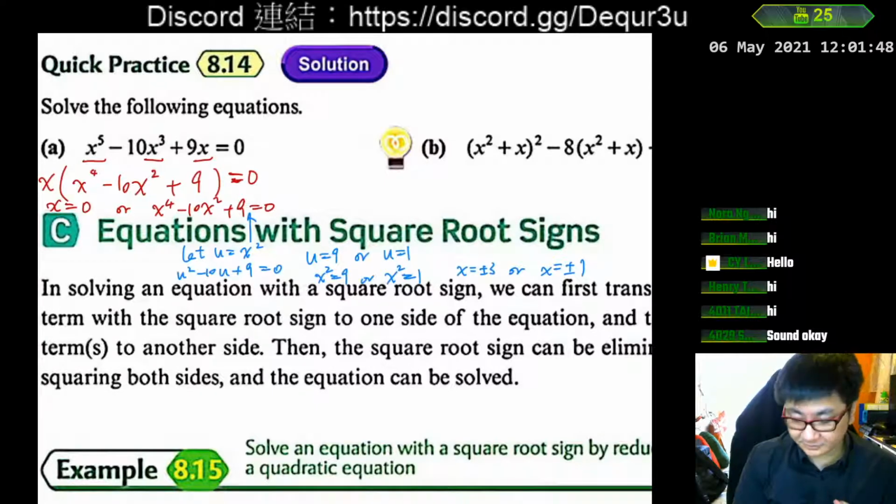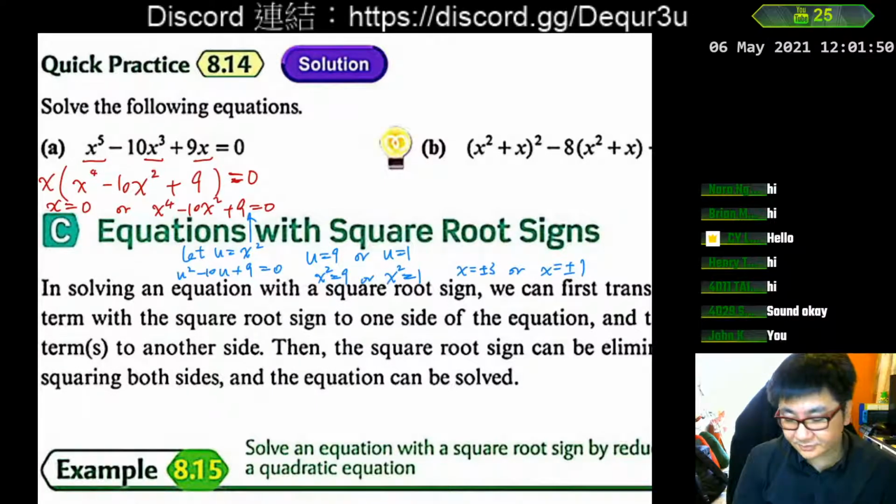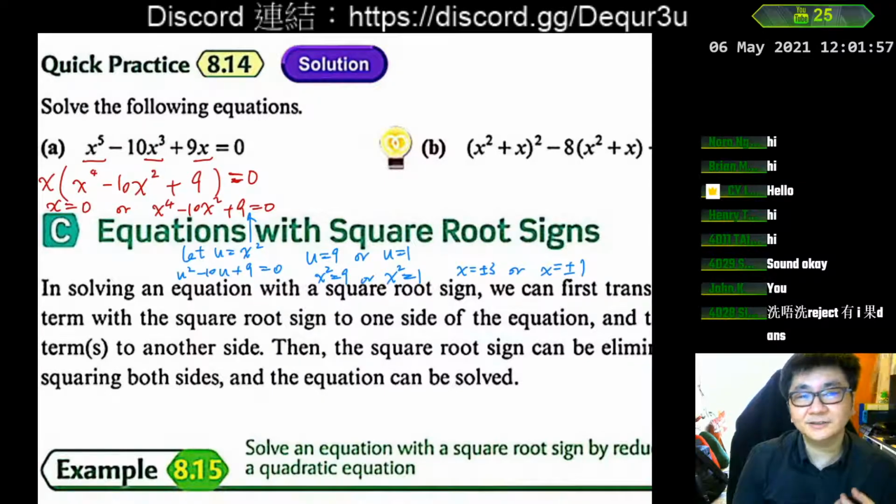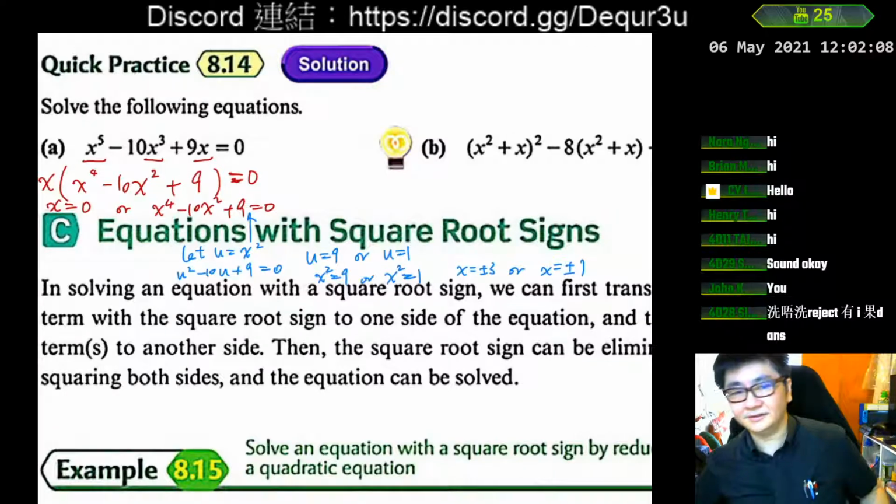Always remember when you let u and solve it, don't forget to change back to x after doing the u, because u is something you let it be, and it is not given by the question, but the question asks you for x. Therefore, remember to change back to x finally.